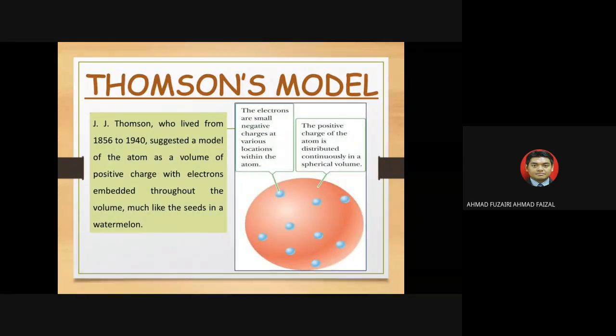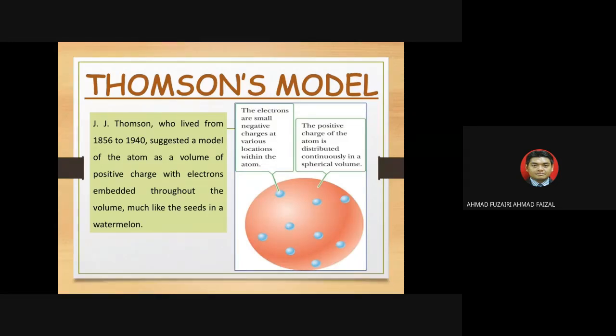So what is Thomson's model? Basically, Thomson's model was proposed by the scientist J.J. Thomson. He suggested a model of the atom as a volume of positive charge with electrons embedded throughout the volume, which looks much like the seeds in a watermelon. As you can see from this figure, this is what Thomson's model looks like.